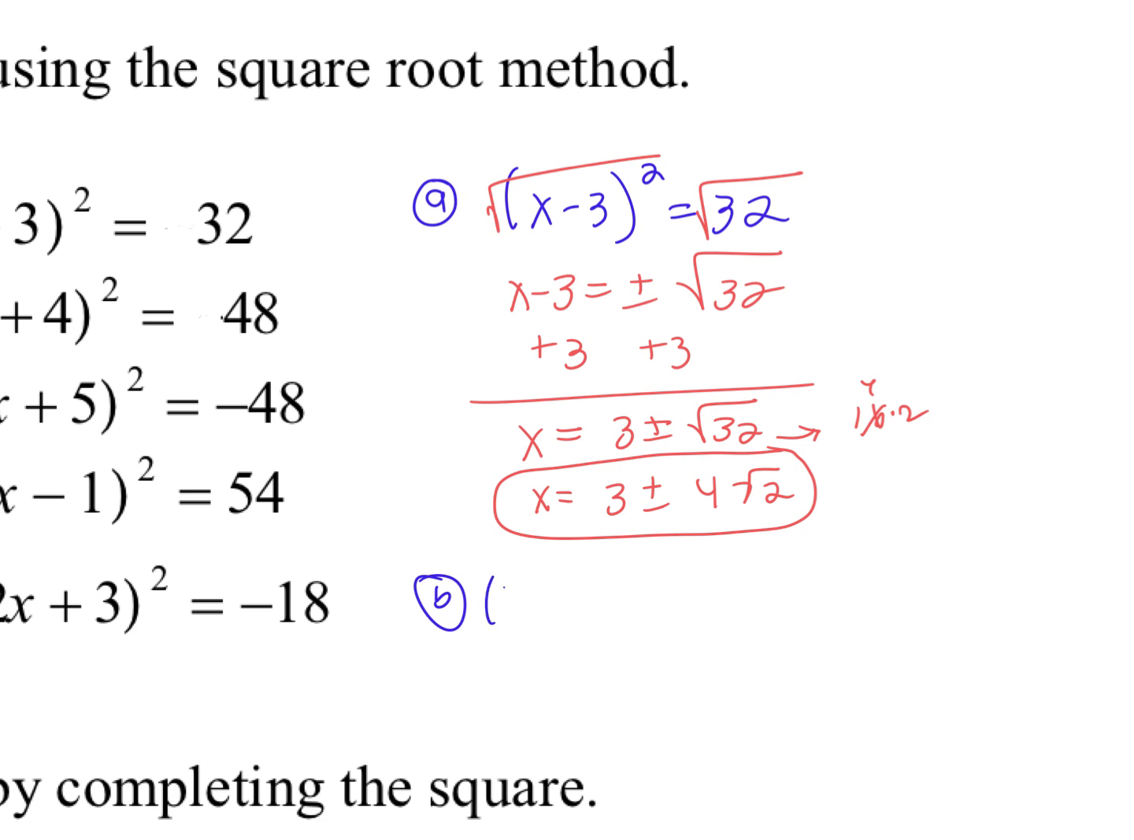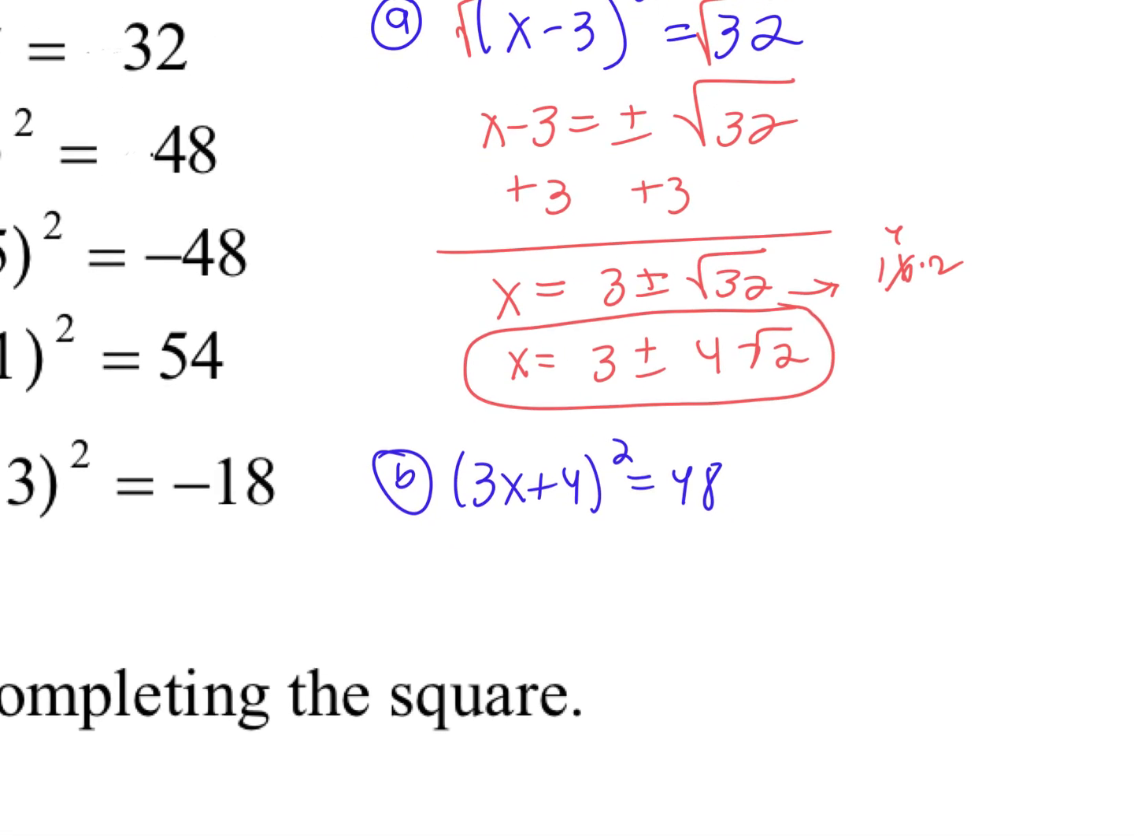B says 3x plus 4 squared equals 48. Same thing. You have a binomial squared set equal to a number, so we're going to take the square root of both sides. 3x plus 4 equals plus or minus the square root of 48. I'm going to go ahead and put my plus or minus there so I don't forget. We're going to subtract 4 from both sides.